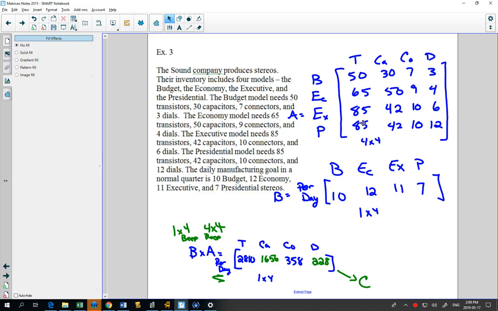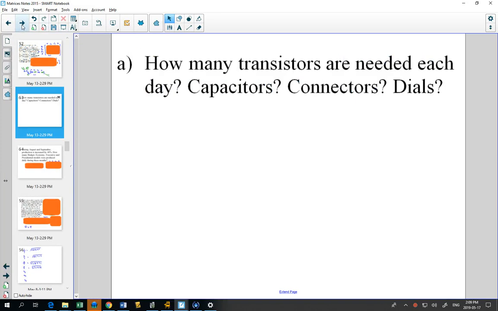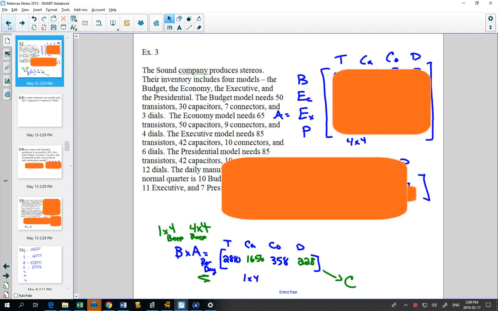So if I was using my calculator right now, I might store that matrix as matrix C. Because in question A, that's what it's asking. How many transistors are needed each day? We had that answer previously on the last one.